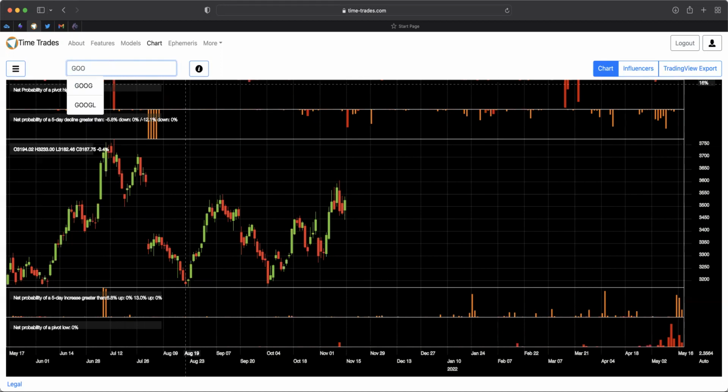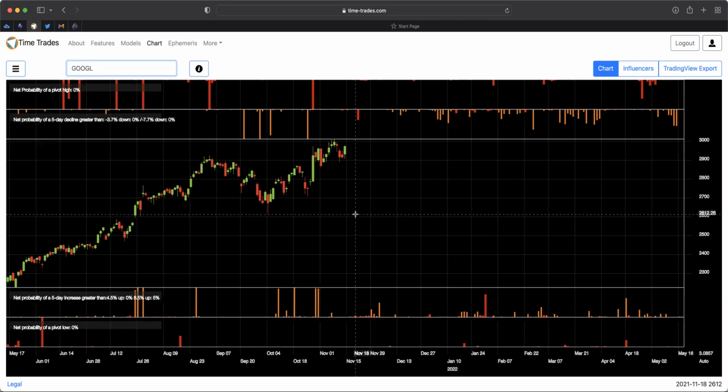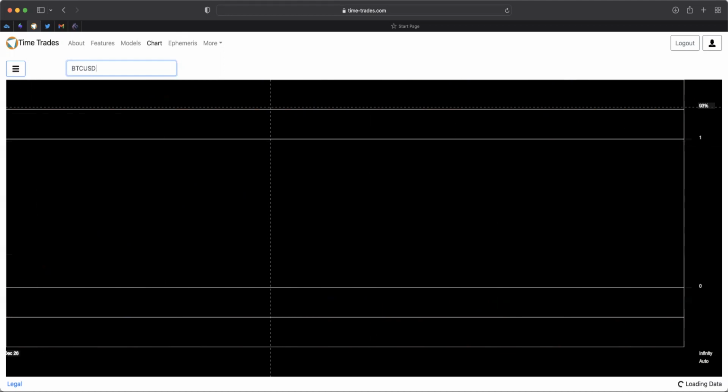And the last one we'll look at here on the stock side is Google. Take a look at Google. We've got a probability of a 2 standard deviation down day of 35% on Friday the 19th. So again, that tends to confirm the QQQ forecast. So we'll wrap up today's video with a quick look at crypto.